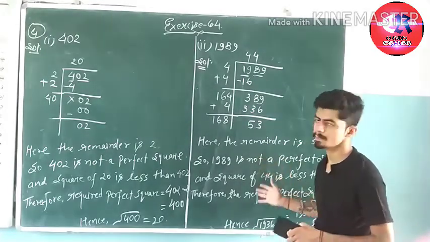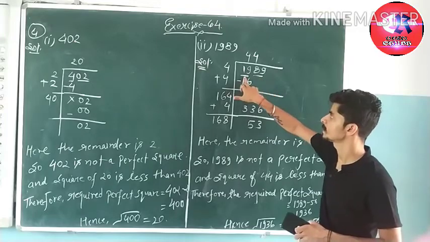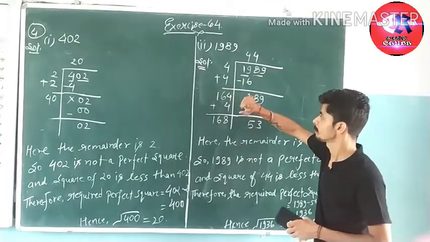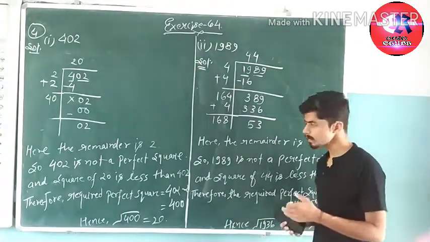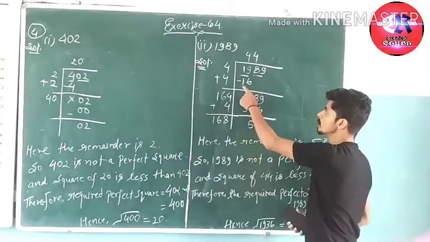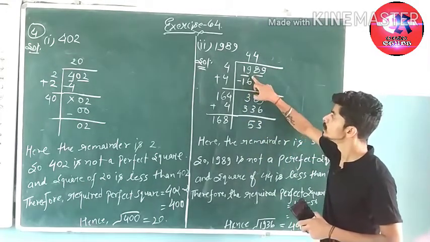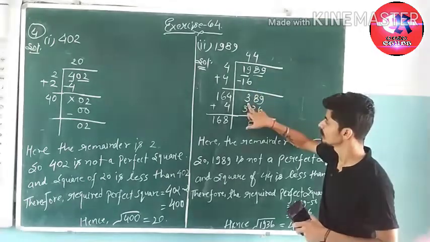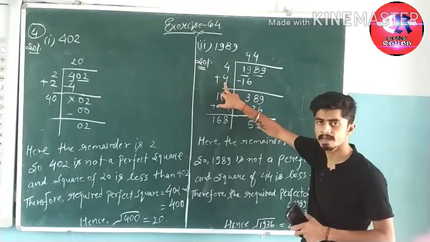Similarly we have to solve this one also. So 89 will become the first pair and 19 will become the second pair. Now the square of 4 is nearest to 19. So 4 fours, the square of 4, is 16. 16 will be subtracted from 19. We get 3 here. 89 will come down. We have taken 4 here, so 4 will be added to itself.